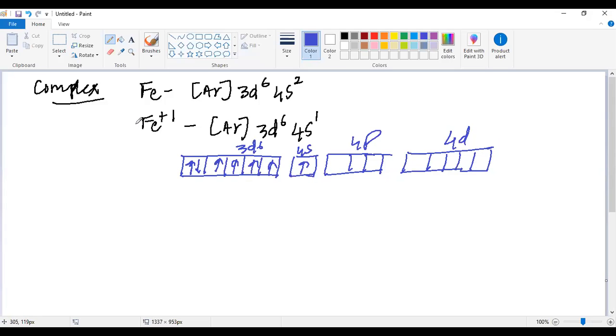Now we know that when this compound is formed, we have two ligands. Let's look at the various ligands that we have. The first ligand is water, another ligand is NO. Water is a weak ligand, and NO is a strong ligand. Now when we have a weak ligand, this weak ligand does not cause pairing.